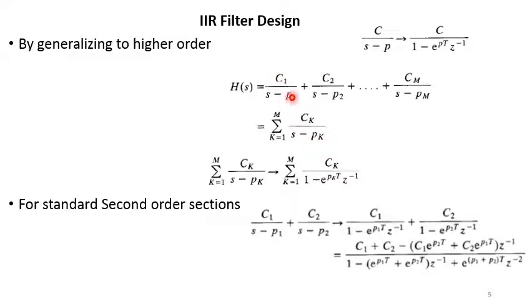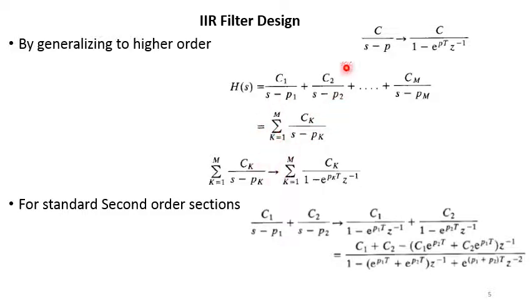So p's are the poles, and you understand poles are the values of, if we are talking about these Laplace transforms, so in Laplace transform, poles are the values of s for which H(s) becomes infinity. Okay, so this is what we have for the H(s).